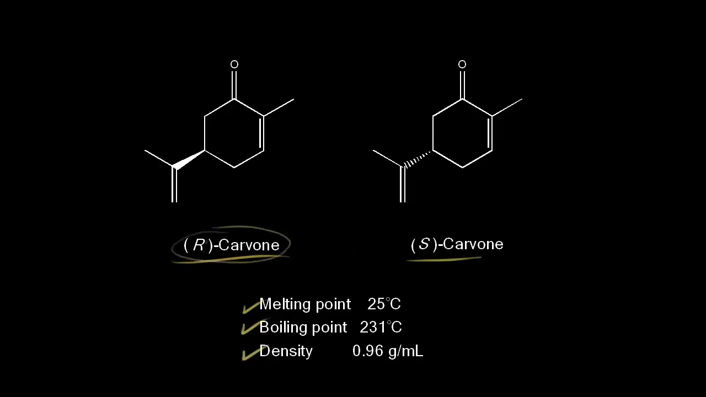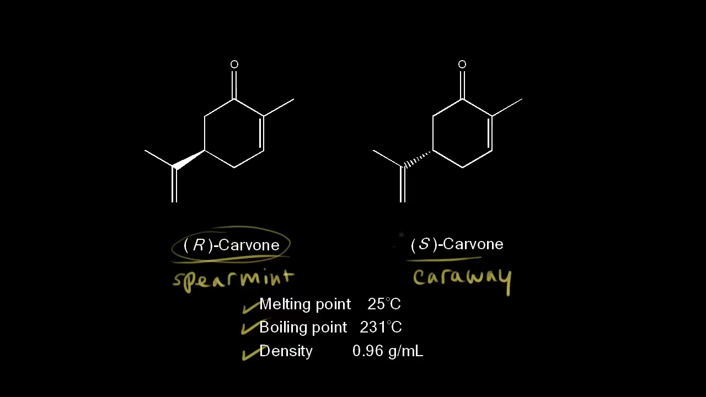R-carvone is the major component of spearmint oil, so R-carvone smells like spearmint. S-carvone is the major component of caraway oil, and this smells like caraway. So it's pretty amazing that our noses can tell the difference between these two enantiomers. And the science of smell is a really fascinating topic.